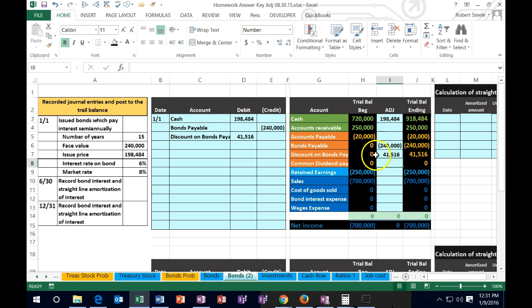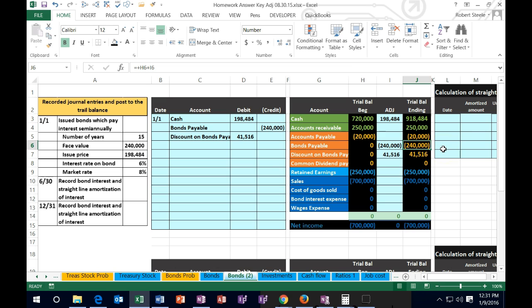Now, note that this liability is kind of like a contra liability account. Why? Because it's a liability, but you can see it has a debit balance in it. So note that all other liabilities have credit balances. Why would this be in the liability section if it has a debit balance in it? And the reason is because it's basically related to the bond payable. So it's kind of part of the bond payable.